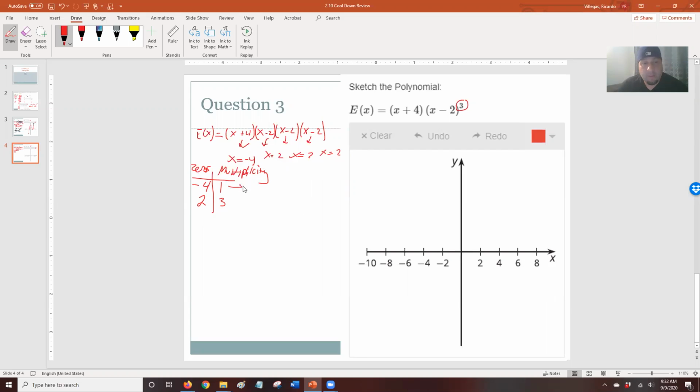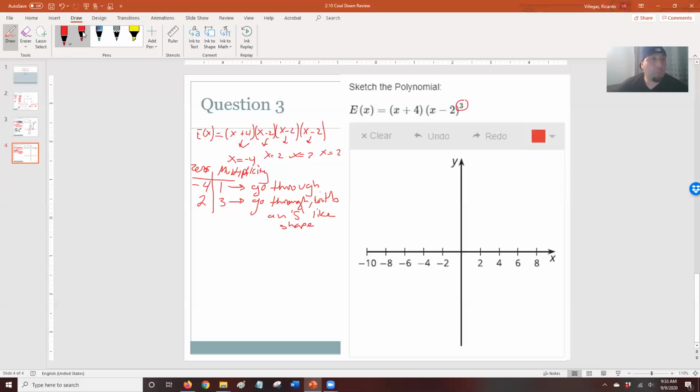Remember that if the multiplicity is 1, it's gonna go through that zero. And if it has a multiplicity of 3, it's gonna go through that zero, but because it's a higher number than 1, it's going to have an S-like shape. So go through with an S-like shape. Okay.